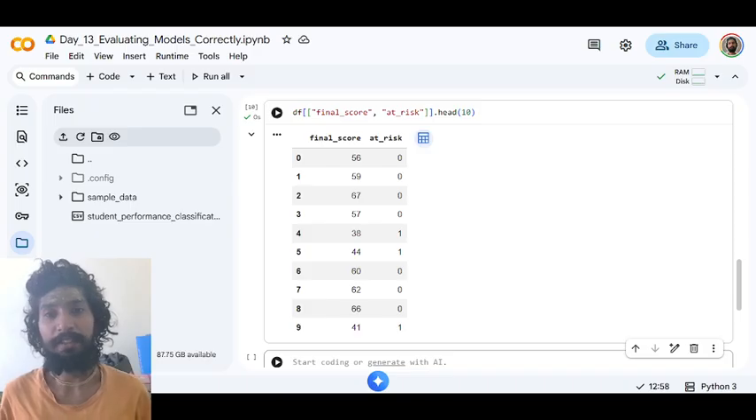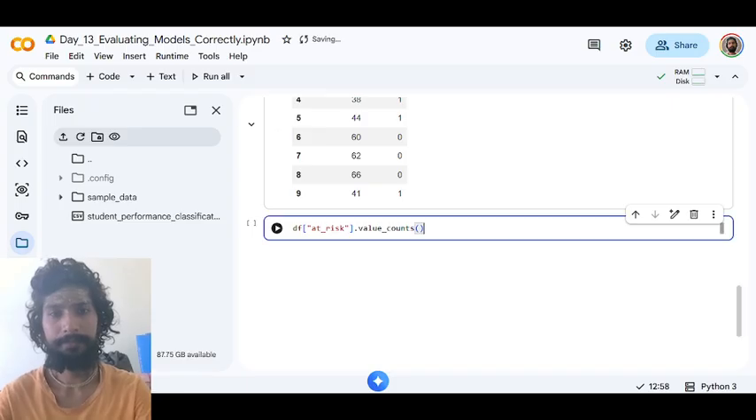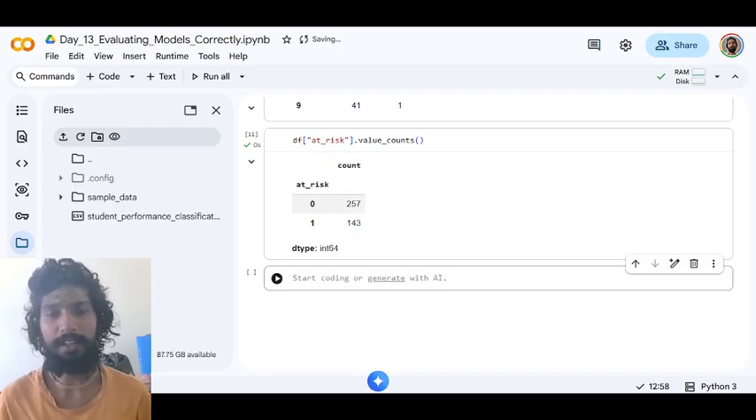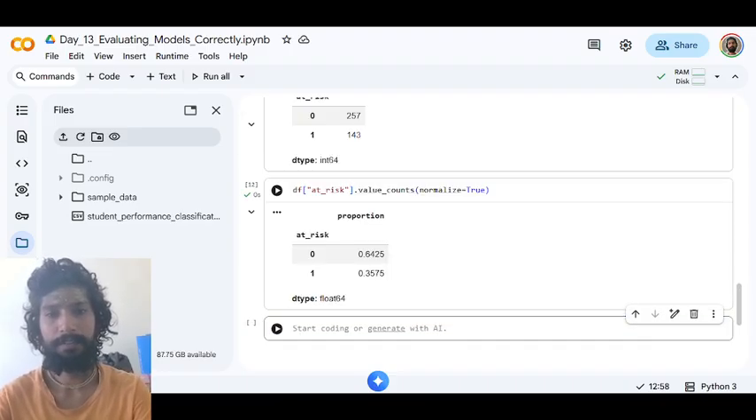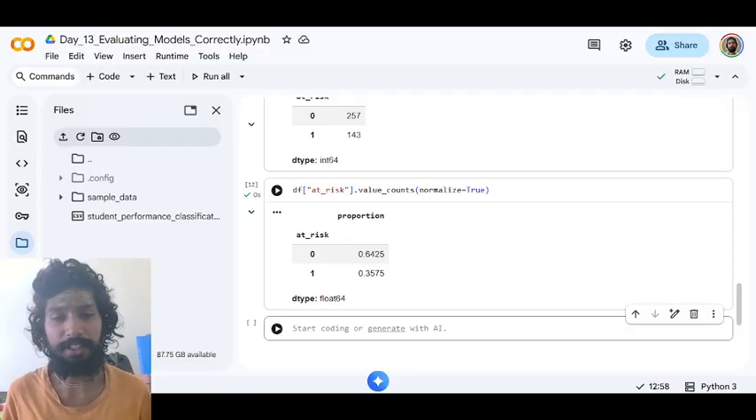Before training the model, let us count the number of students in each class. This tells us how many students belong to class 0 and class 1. Let us also display proportions. Suppose 65% of the students are not at risk and only 35% are at risk. This means the classes are imbalanced. One class appears much more frequently than the other. Class imbalance matters because a model may achieve high accuracy simply by predicting the majority class repeatedly. We will see this problem later in the lesson.